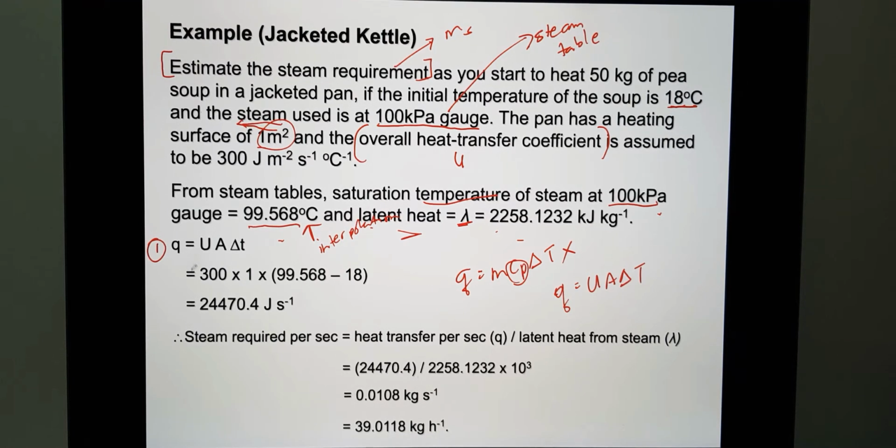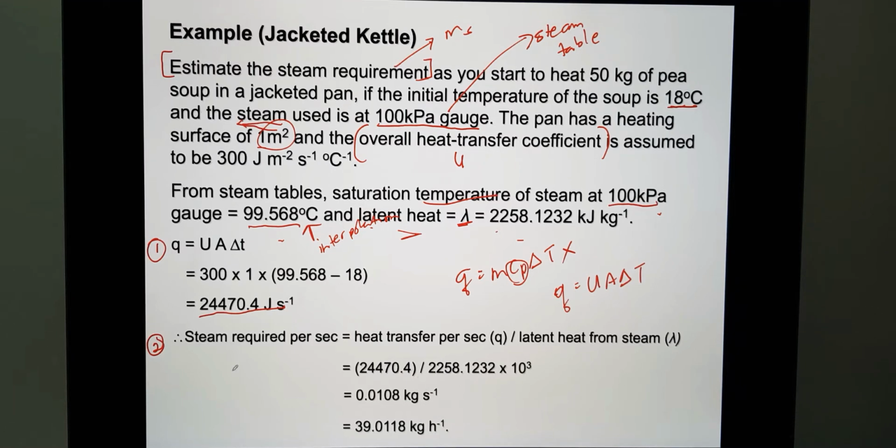So now to solve for the value of Q, the value of U has been given as 300, times the surface area of 1 meter squared, times the temperature difference between the final temperature minus the initial temperature of the soup. Then you will be able to get the value for Q as 24,470.4 joule per second. And then for number 2, you need to solve the problem statement that has been presented to you.